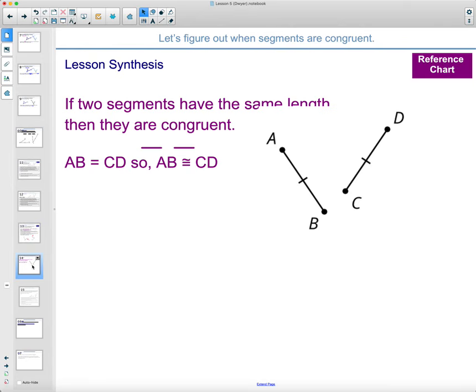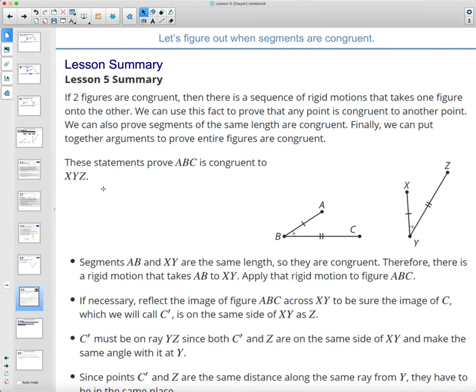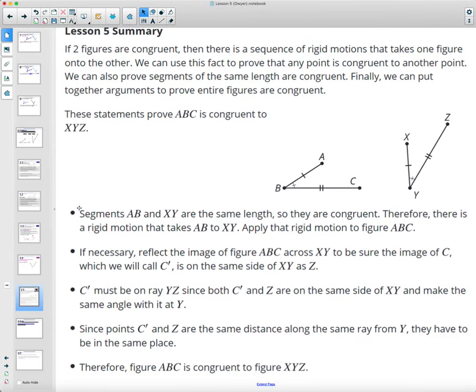Okay, so get this written on your reference chart. And then remember, as you're working on your practice problems, there is a lesson summary to look through that has kind of a repeat of all of those directions. You would just continue following that along as you're trying to do zigzags.